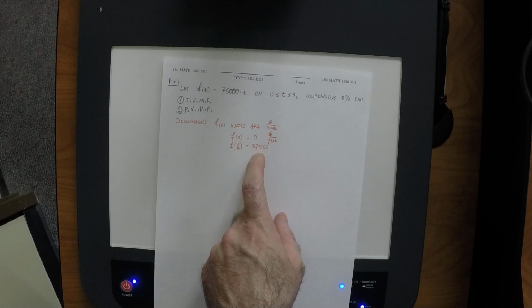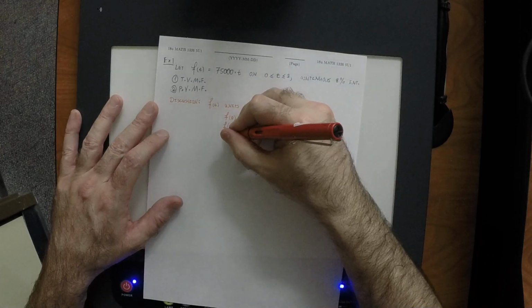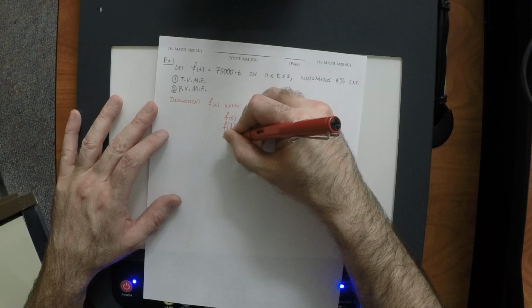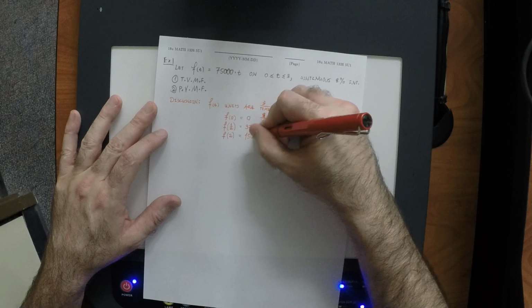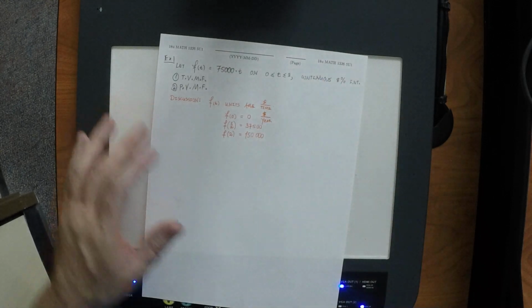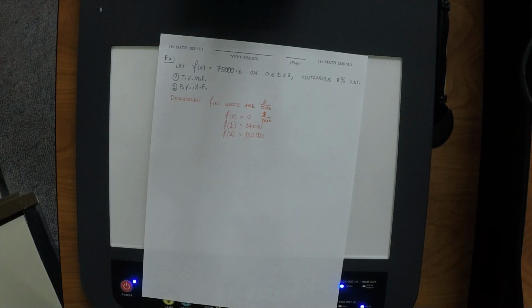So this is the rate at which money's coming into the account. All right. What about at t equal 2? Well, if you plug in 2, you get 150,000. Does that mean that they've made $150,000? No, right? What that means is that's how fast money's coming in right now, $150,000 per year. That's how fast it's coming in. What is the 2? Years.